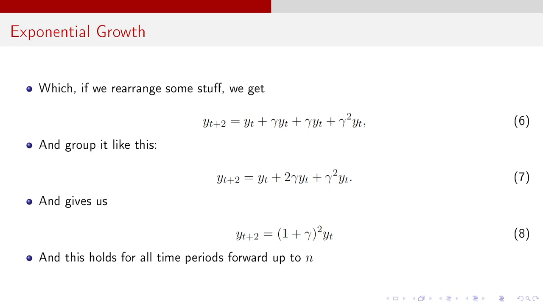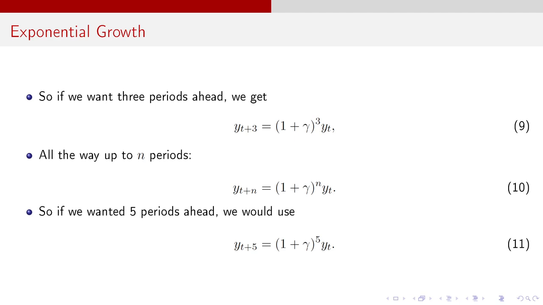I could iterate it to YT plus 3 and YT plus 4 and all that, or I can just tell you it holds for all time periods moving up to N time periods. It could be two time periods, could be 3, 4, 5, 6, whatever. If you want three periods ahead, YT plus 3 equals 1 plus gamma cubed times YT. If you want to move it all the way up to N periods, YT plus N equals 1 plus gamma to the power of N times YT. If I wanted five periods ahead, YT plus 5 equals 1 plus gamma to the power of 5 times YT.